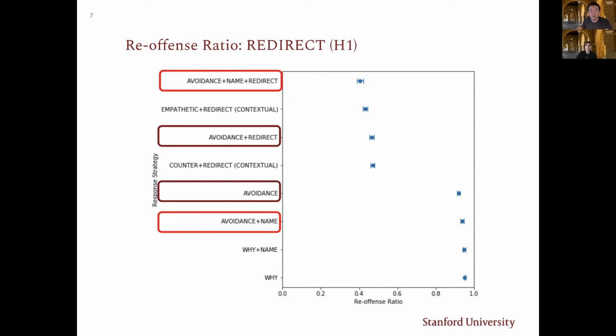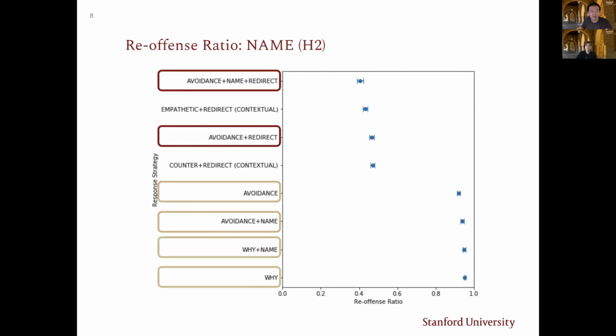p-value less than 0.005. We tested our name hypothesis by comparing the strategies with or without the name, controlling other factors. We found that using users' names are not effective at reducing reoffenses by themselves, but we were able to find a 6% statistically significant reduction in reoffense ratio when using a name in conjunction with a redirect.